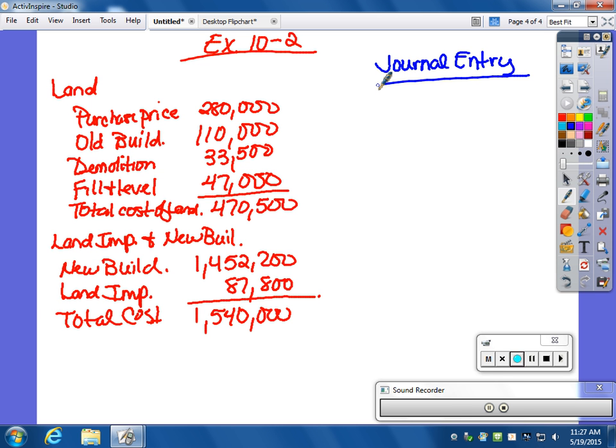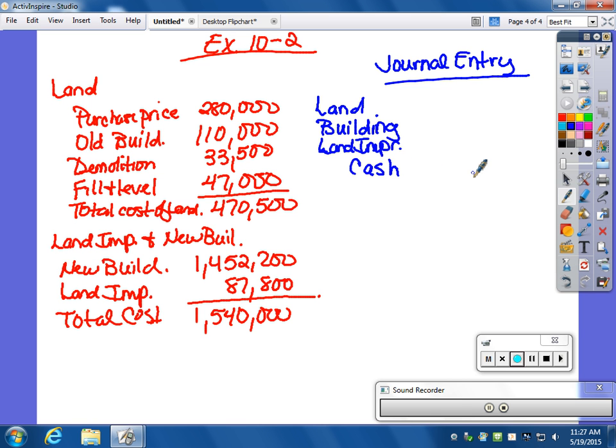You would debit land. Debit land, debit what else? Debit building, because we washed that whole old building thing out. So debit land, debit building, and what else? What else should you debit? Land improvements. And credit what? Cash.